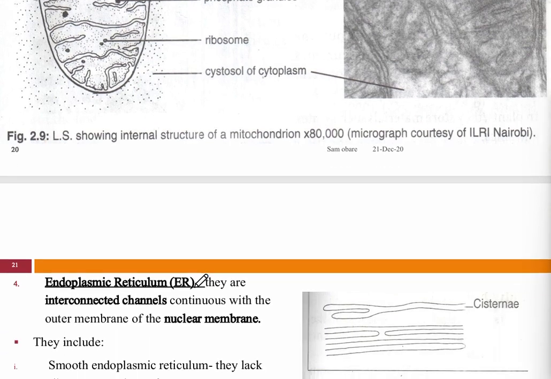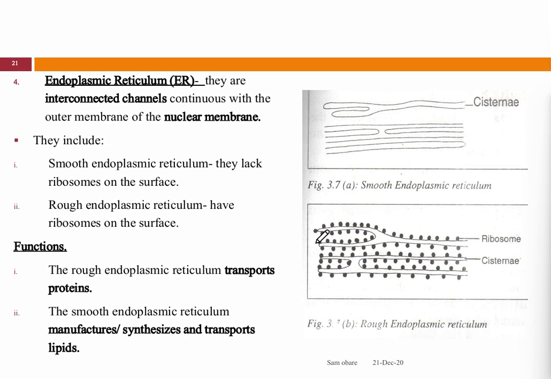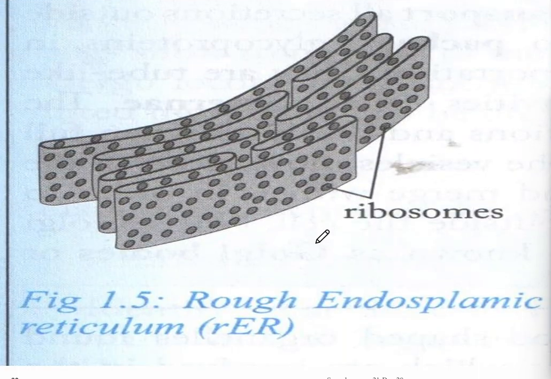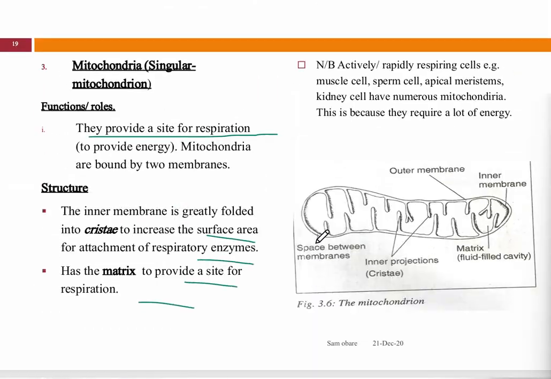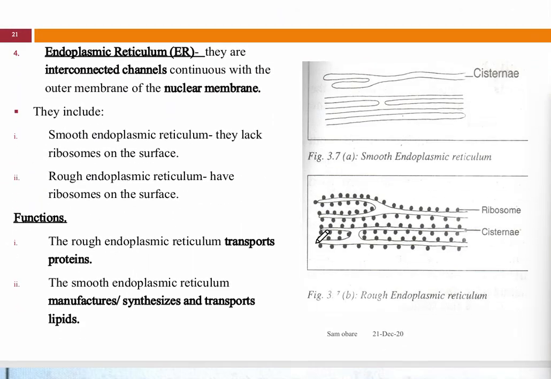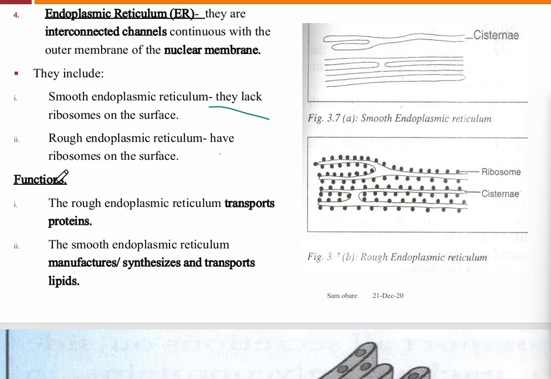Another thing that we have is the endoplasmic reticulum, and we have two types of them. The rough one contains ribosomes, and we have a smooth one that does not contain anything on it. So the smooth endoplasmic reticulum lacks ribosomes, while the rough one has ribosomes. Function: the rough endoplasmic reticulum transports protein, while the smooth one transports and synthesizes lipids.